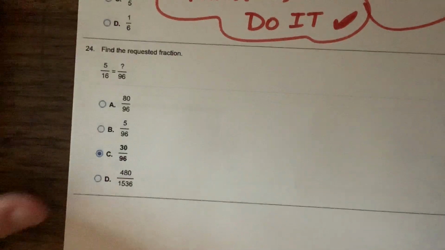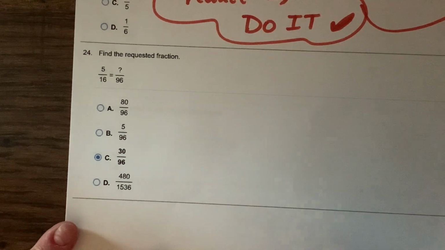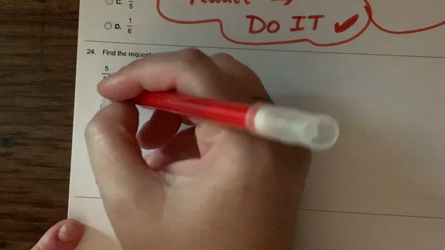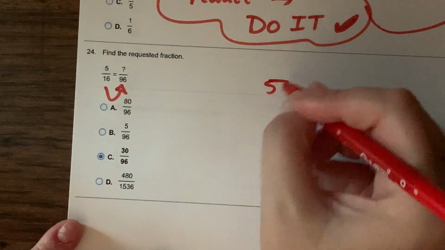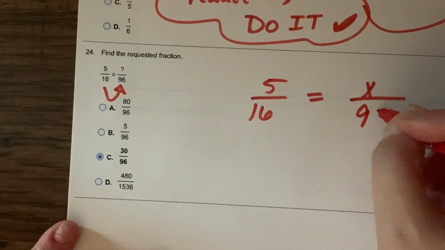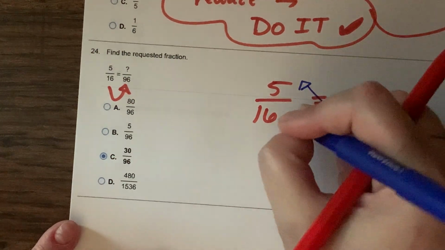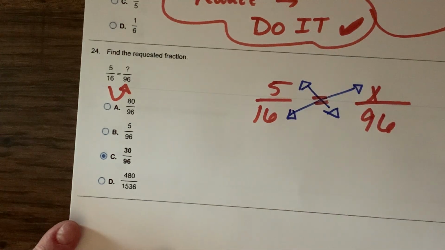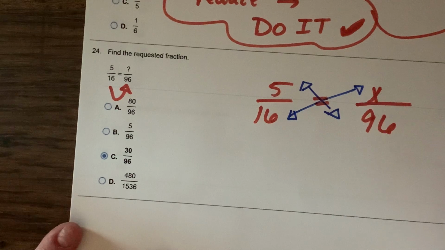Okay, let's look at 24. 24 says, find the requested fraction. Okay, so there's 2 ways we can do this. We can either ask ourselves what multiplies with 16 to get 96, or we could throw an X in that question mark and do cross multiply and divide. So 5 times 96 is, oh gosh, 480.